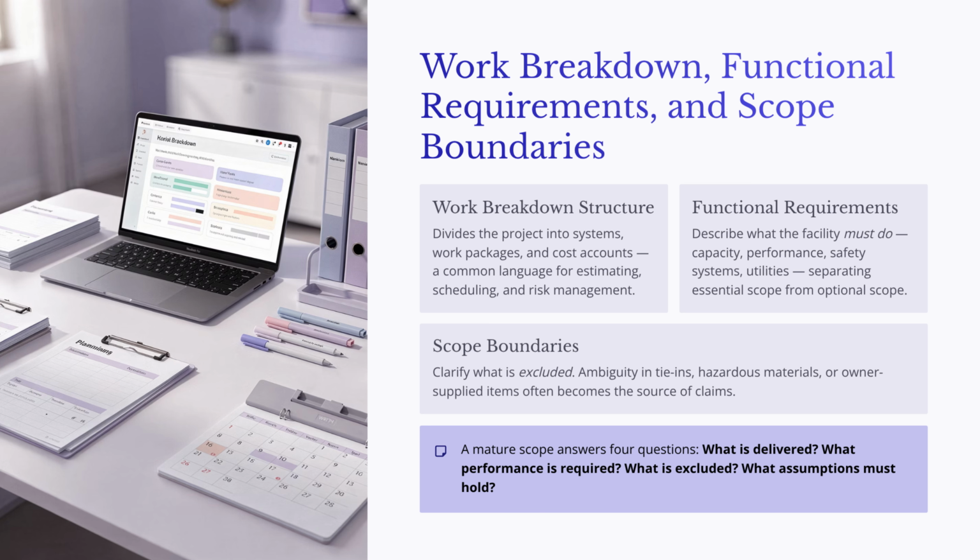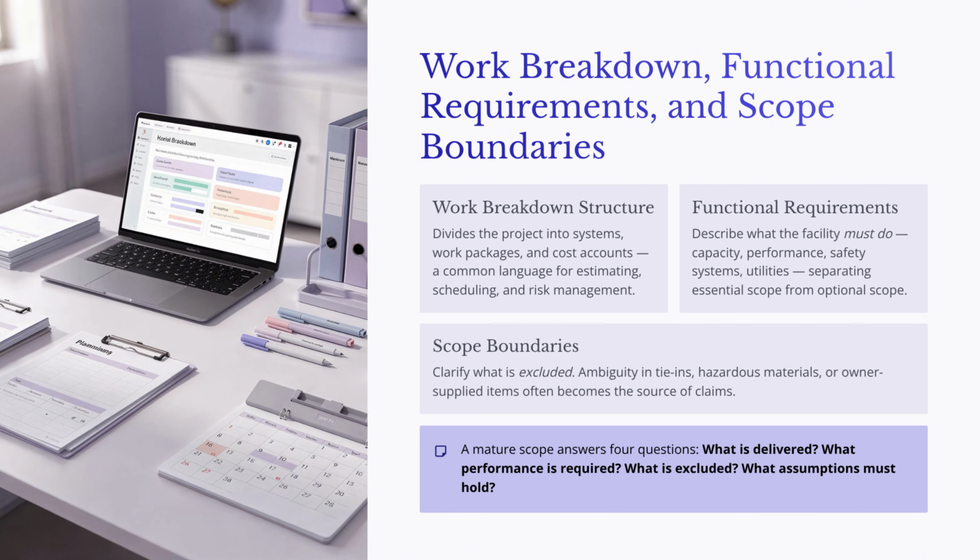Functional requirements describe what the facility must do. These are not just design preferences. They define required performance. For example, in a building project, functional requirements may include occupancy needs, room types, adjacency requirements, HVAC criteria, accessibility, security, and maintenance access. In an industrial project, they may include production capacity, process flow, utility demand, equipment performance, and safety systems.